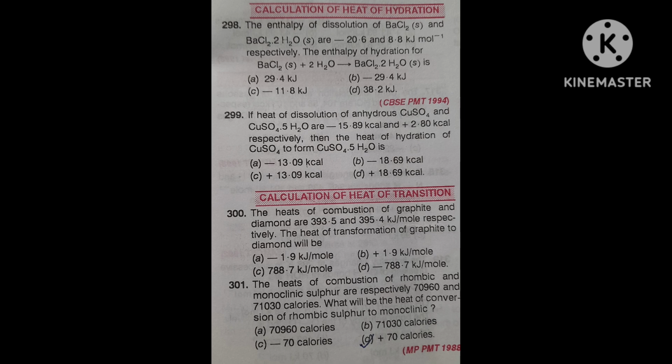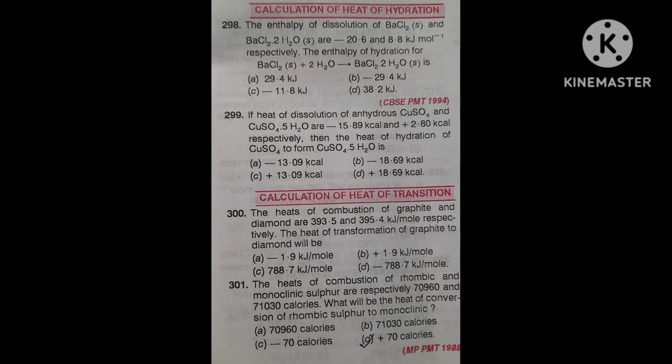Actually, the heats of combustion of graphite and diamond are given. For graphite, its value is 393.5, and for diamond, its value is 395.4, which is more than graphite. Then you have to calculate the heat of transformation. It is very easy to calculate: 395.4 minus 393.5. After deduction, its value will come plus 1.9 kilojoule per mole.